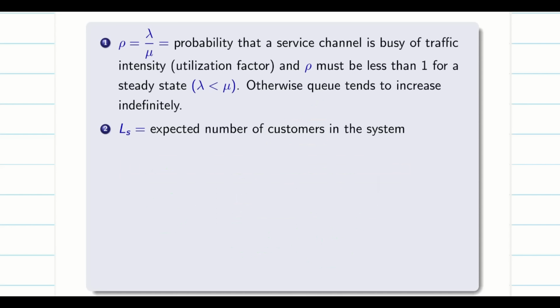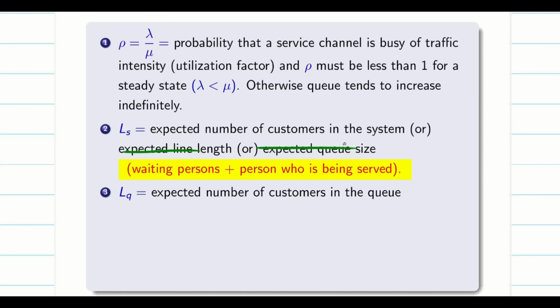This is an example. The next one is LQ, the expected number of customers in the queue alone. So we are going to calculate the number of persons in the queue.